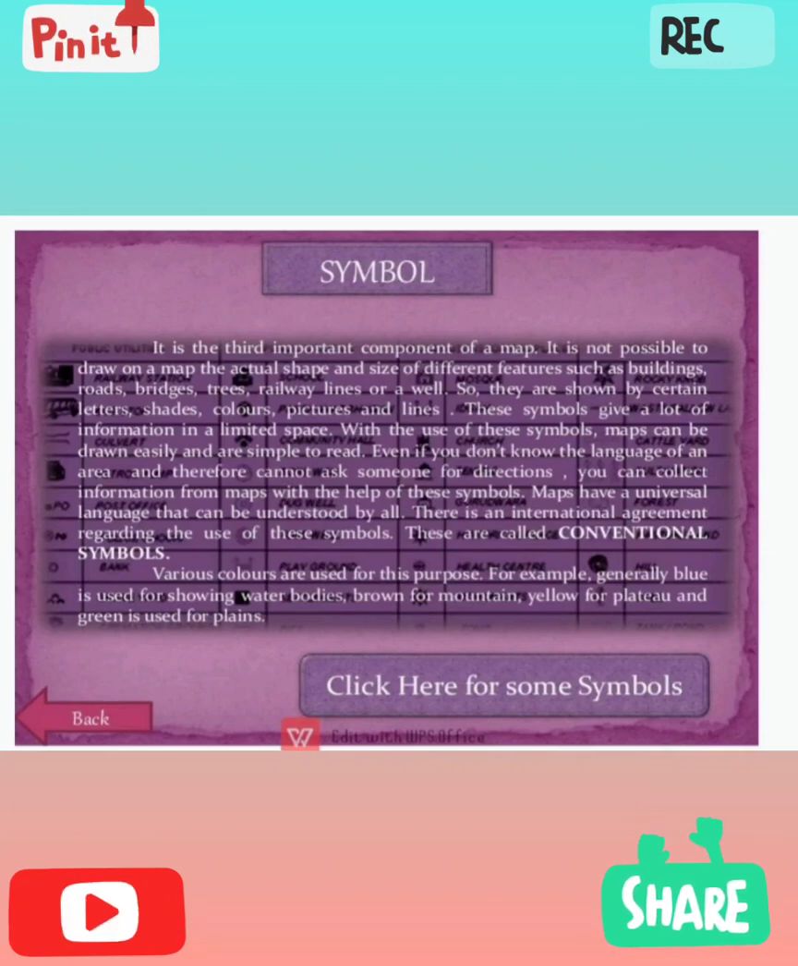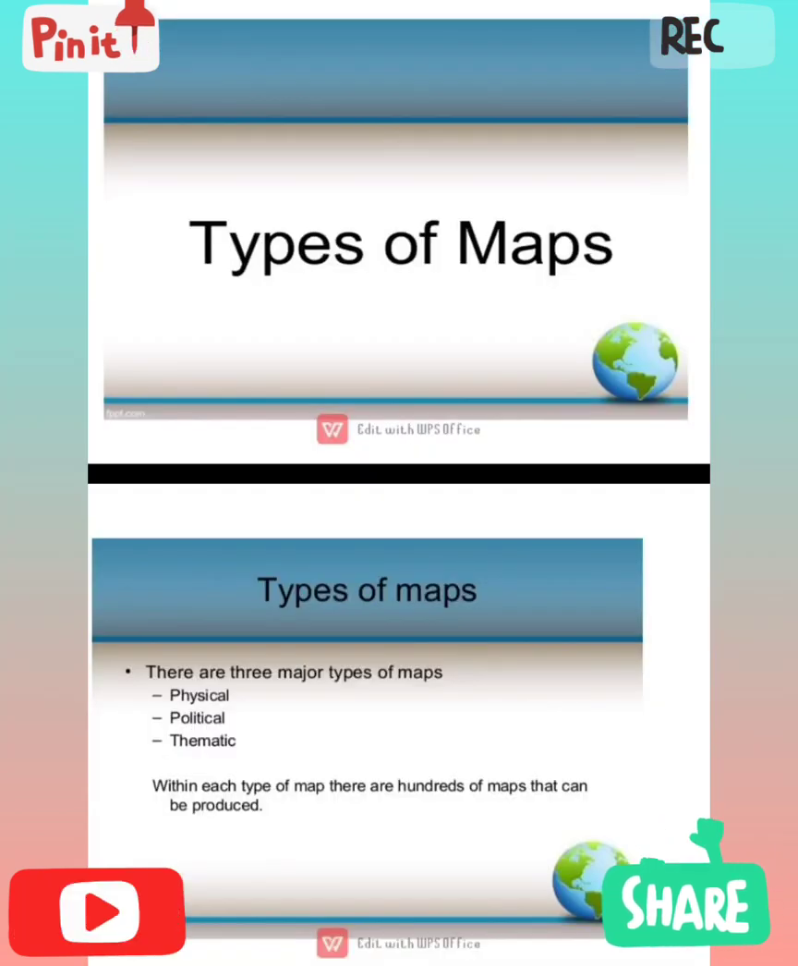Even if you don't know the language of an area and therefore cannot ask someone for directions, you can collect information from maps with these symbols. Maps have a universal language that can be understood by all. There is an international agreement regarding the use of these symbols. These are called conventional symbols. Various colors are used for this purpose. For example, generally blue is used for showing water bodies, brown for mountains, yellow for plateau regions, and green is used for plains.